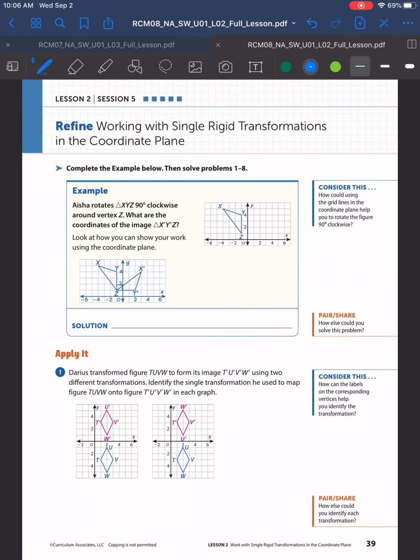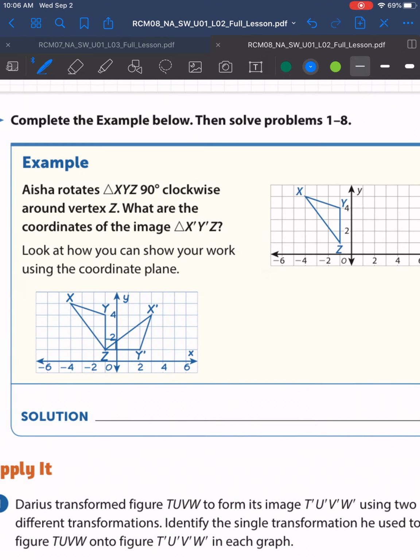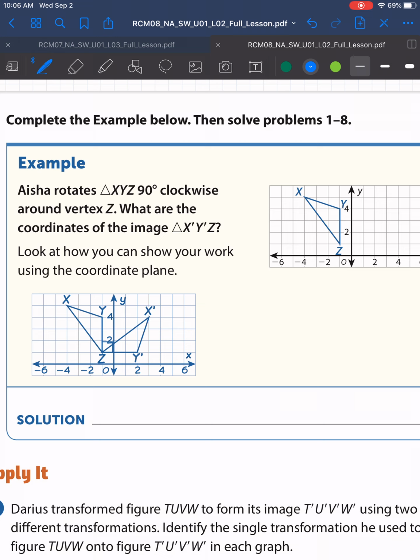Hi 8th grade, we're going to get started on lesson 2, session 5. We are going to be talking about using single rigid transformations in the coordinate plane. I really like this example, it looks like so much fun. So I love trying to find coordinates. Coordinates are so fun to me.